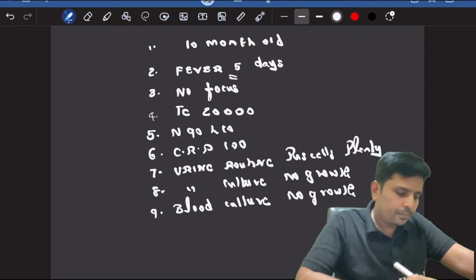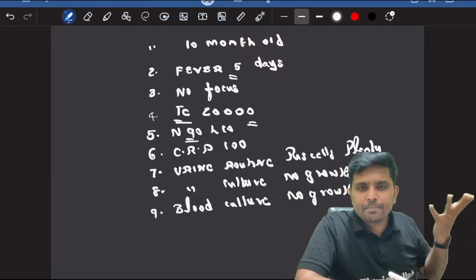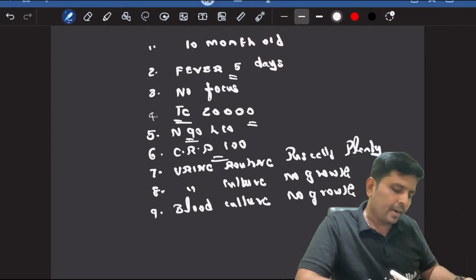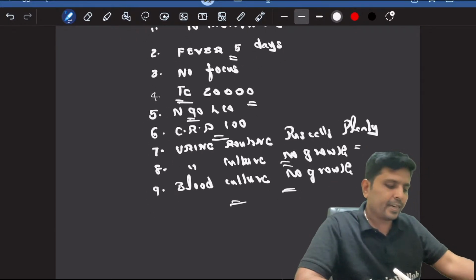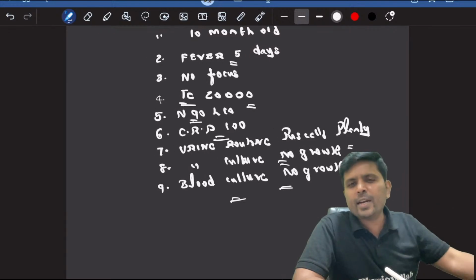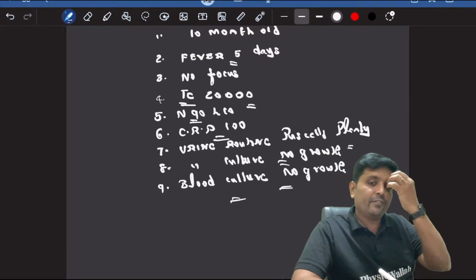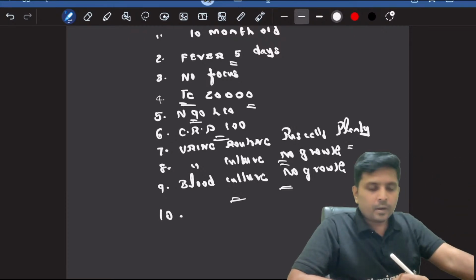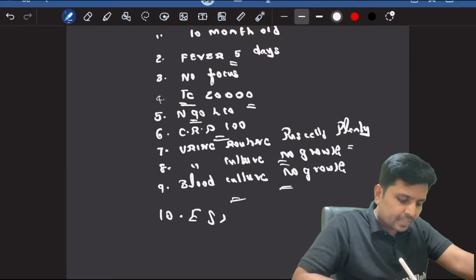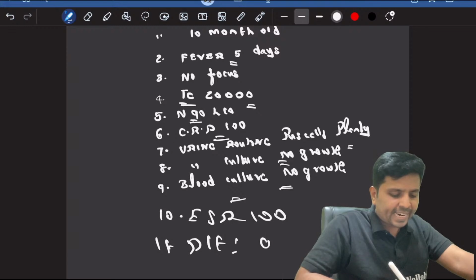Okay, right. Then, case number 4, a 10-month-old child, fever 5 days, no focus, total count 20,000, neutrophil 90%, CRP 100. Blood culture is negative, urine culture is negative, but urine contains plenty of pus cells. Can we say this is a urinary tract infection? Yes, no. Let me give you one more clue. Let me say ESR is 100. And let me say platelet is around 9 lakh.